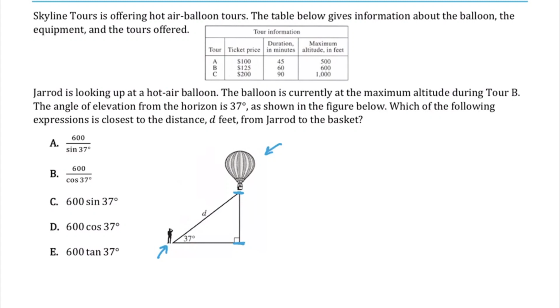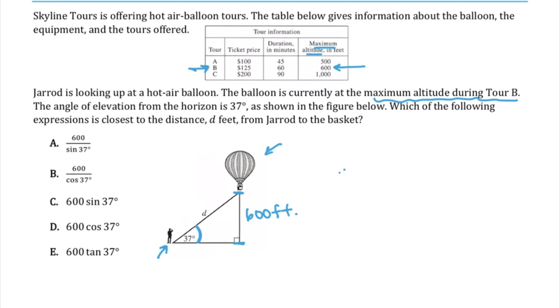If it's at the maximum altitude during Tour B, I'm going to look at Tour B. I'm going to find my maximum altitude right here is 600. So I now know that this part is 600 feet. So I took information from the table to label my figure. Then they tell us that the angle of elevation from the horizon is 37 degrees. So this angle here is 37 degrees.